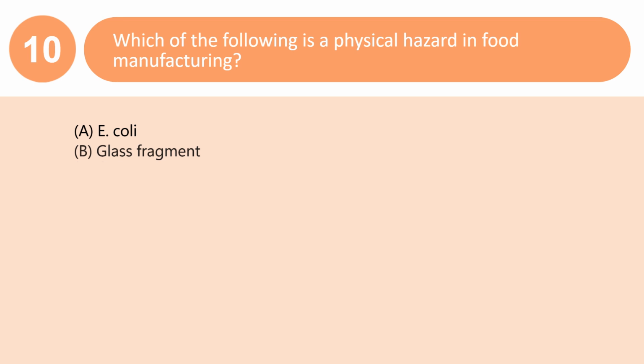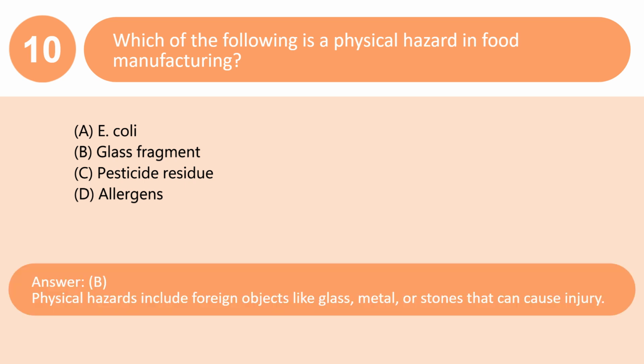Which of the following is a physical hazard in food manufacturing? A. E. coli. B. Glass fragment. C. Pesticide residue. D. Allergens. Answer: B. Physical hazards include foreign objects like glass, metal, or stones that can cause injury.